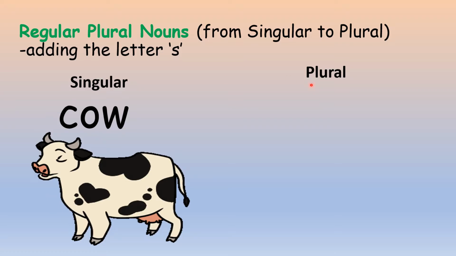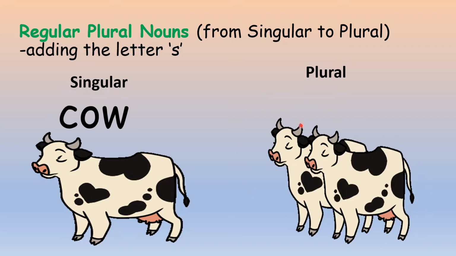What about if it is plural? What do we call a plural cow? For example, here you can see two cows. So what is the plural of cow? It will become the word cows. Repeat after me. Cows. Now, do you see the difference between the singular and the plural word for cow?